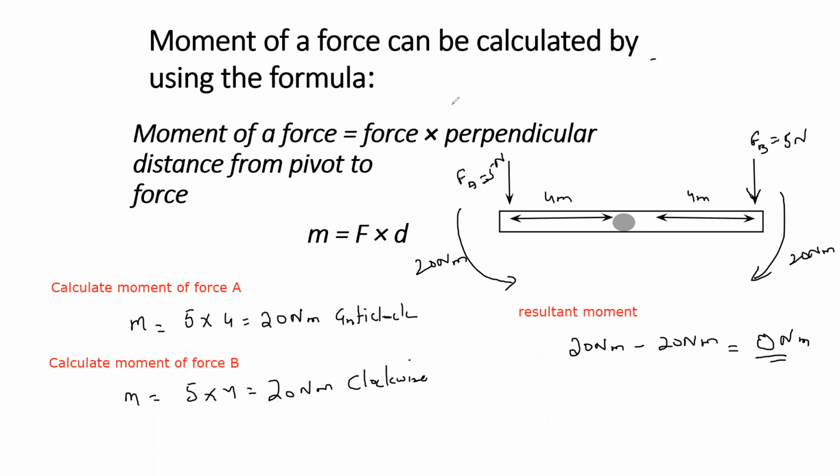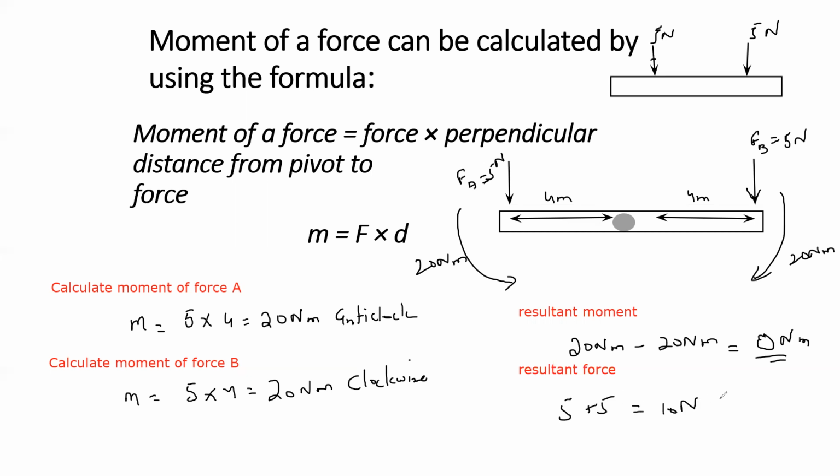But what about the resultant force? When we calculate the resultant force here, as you can see, the two forces are acting. When you calculate a resultant force, you don't have to check the distance. So two forces are acting in the same direction, both are acting downward. So what is the resultant force? It will be 5 plus 5, that's equal to 10 Newton downwards. Is it clear, this example?